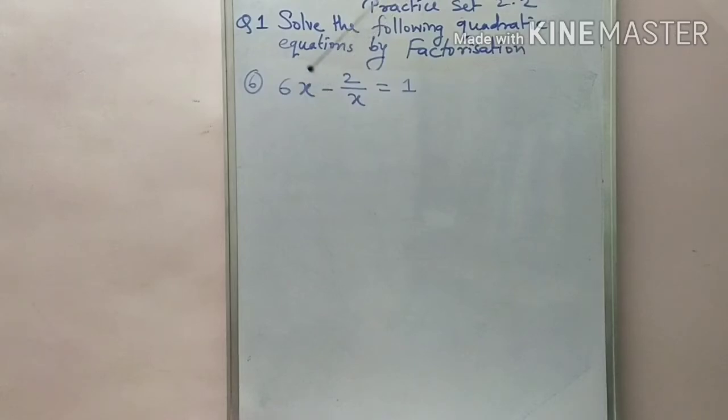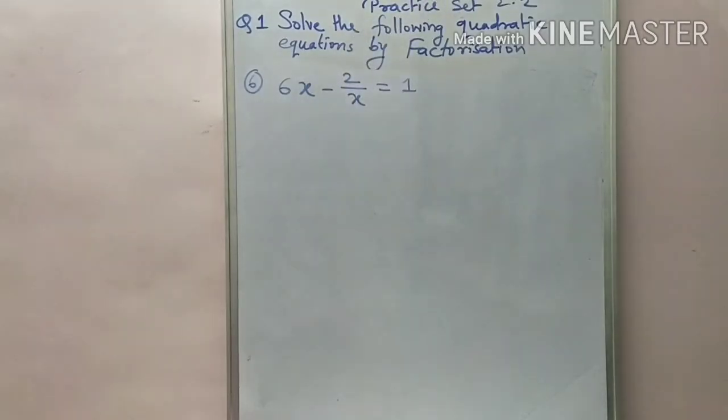now we try for the sixth example. Equation is 6x minus 2 upon x equal to 1. So as we notice this equation, what you observe here is that there is no square term, but in the middle term here we have 2 upon x, means x is in the denominator. So first we eliminate this x, so we can write down the same equation in its quadratic form.